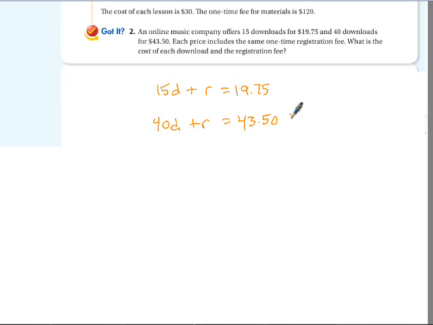There's the setup. You go ahead and pause the video right here and solve that problem: what's the download fee and what's the registration fee. Go ahead and solve that one algebraically using substitution on your own. Pause the video now. All right, you've unpaused. Hopefully for your answers, you got that the downloads cost 95 cents.